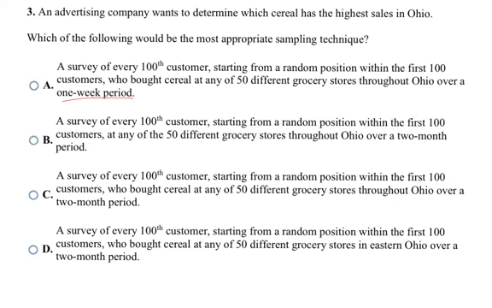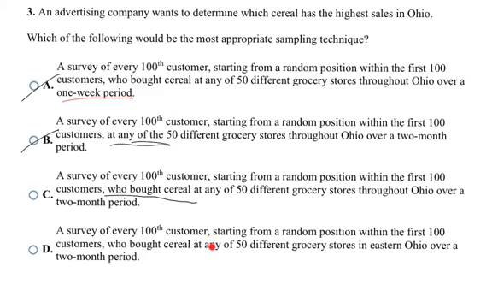The difference between B and C is people who bought cereal, and B doesn't have that part. And so if you're trying to decide which cereal had the highest sales, you only want to talk to people who bought cereal. So it's not going to be B. So far, C is my best choice. And so let's go ahead and see what D said.